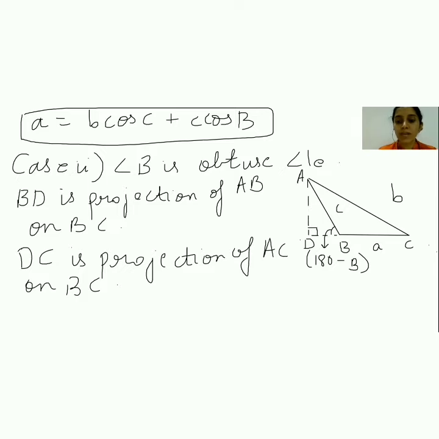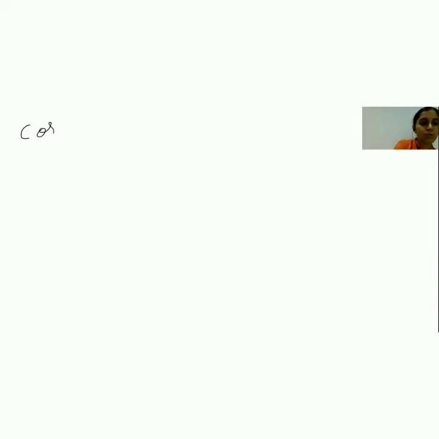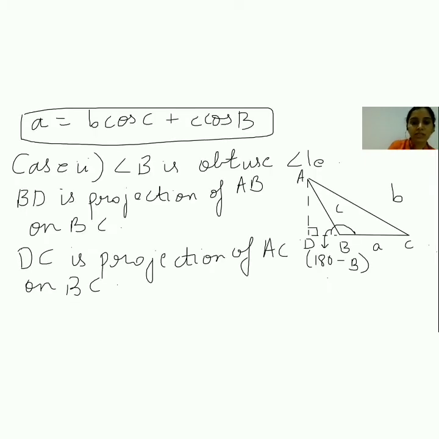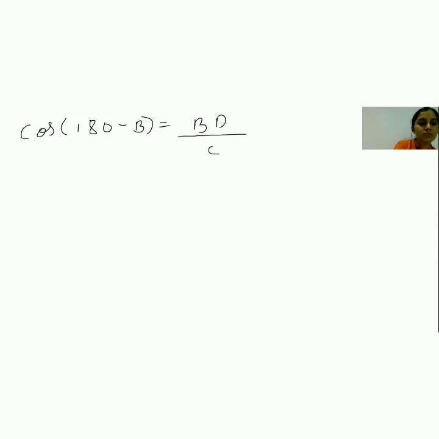Now we'll again form the cos angle. So now you have to observe that angle B over here that we'll take will be cos of 180 minus B, because B is this obtuse angle here. So the remaining acute angle will be given by 180 minus B. So we'll write cos of 180 minus B is equal to BD upon, what is the hypotenuse? C. Now what is cos of 180 minus B? It is minus cos B. Equal to BD upon C. We'll send C on the other side. So BD is equal to minus C cos B. This is the first equation.